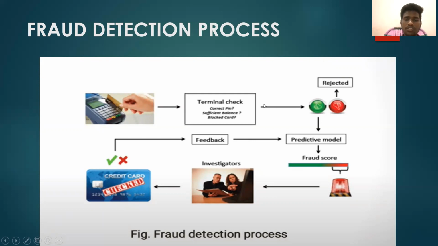First the terminal checks, and if it is okay it accepts, otherwise it rejects. The predictive model detects whether the transaction is fraud or not, and if there is fraud, the investigator checks and feedback will be sent back to the predictive model.